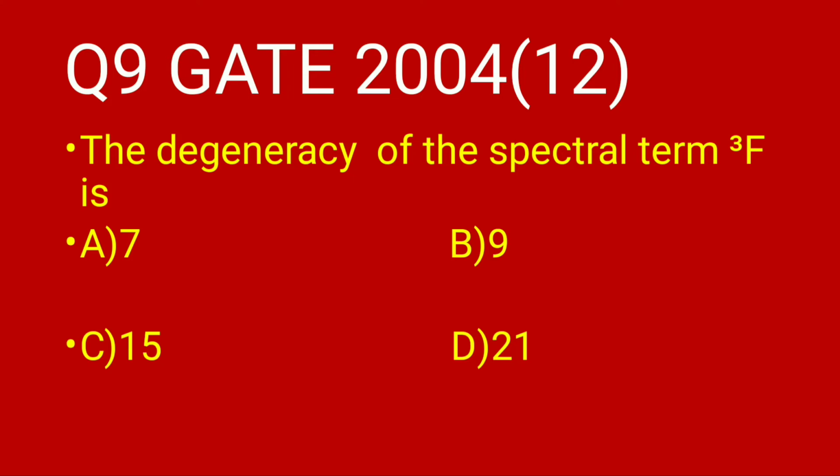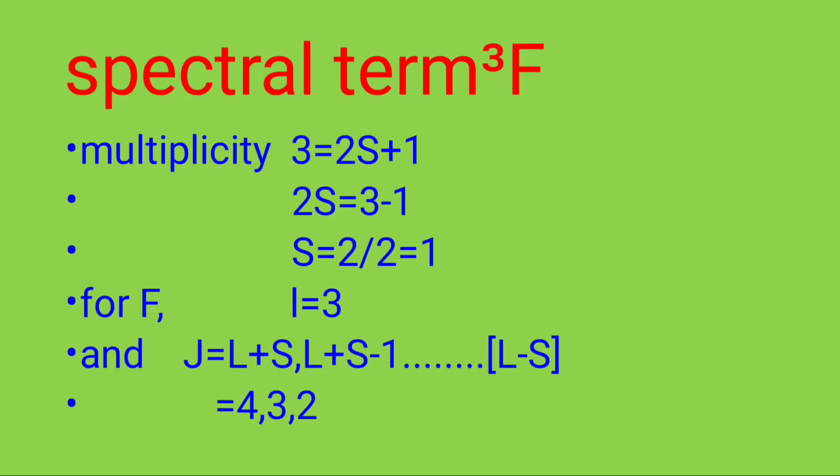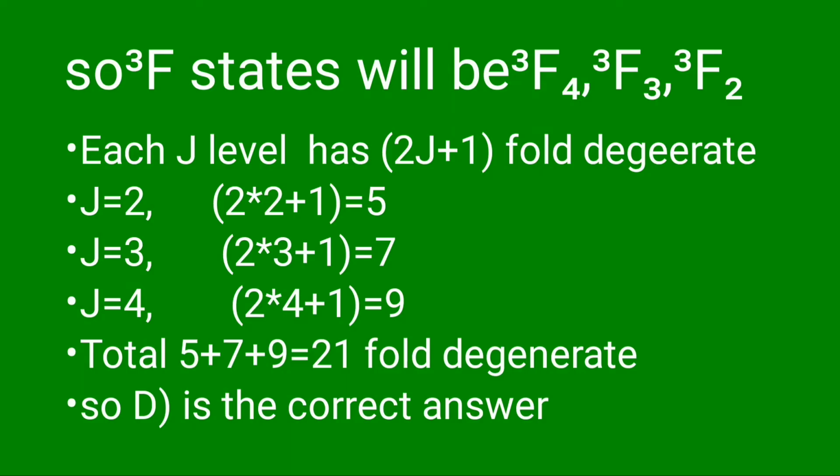Question number 9. The degeneracy of the spectral term 3F is option A, 7, option B, 9, option C, 15, option D, 21. Spectral term 3F, multiplicity 3 equals 2S plus 1. Therefore, 2S is equal to 3 minus 1, S is equal to 1. Similarly, for F, L equals 3 and J equals L plus S, L plus S minus 1, down to L minus S. That will be equal to 4, 3, 2. So, 3F states will be 3F4, 3F3, 3F2.